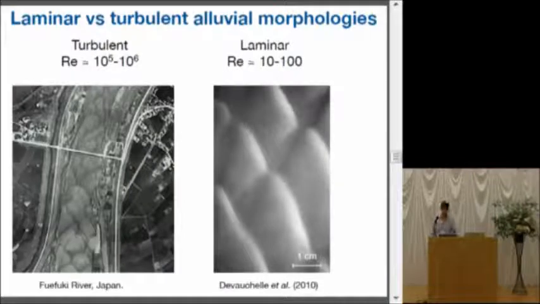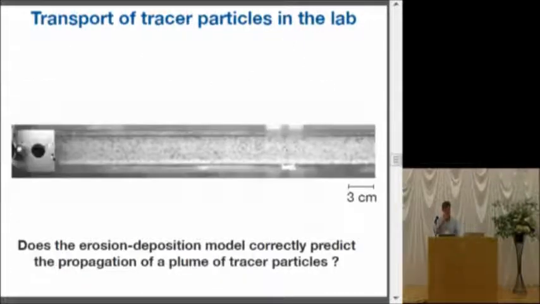Okay, so I've taken you through a long detour, but now that I guess we have all the ingredients we need, we can come back to the question that I asked at the very beginning of my talk. So let's go back to the transport of tracer particles in the lab. And now the question is obvious. Is the erosion-deposition model capable of accounting for that? To tackle this question, I'm going to go back to the erosion-deposition model.